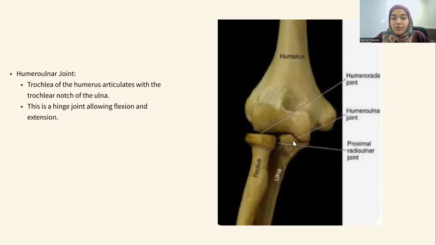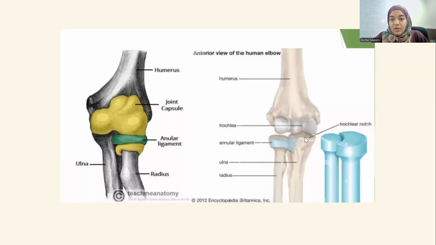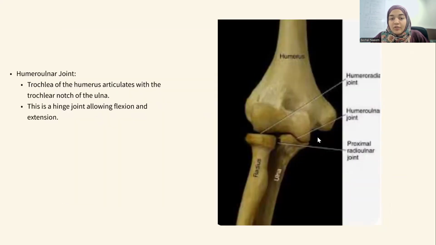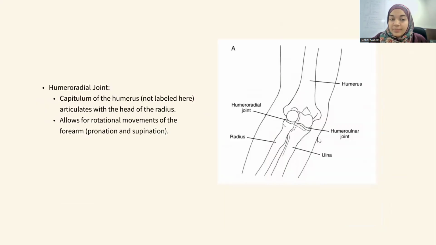So the trochlea of the humerus articulates with the trochlear notch of the ulna, as I showed you here. It's a hinge joint allowing for flexion and extension. Now, this does not mean that the elbow joint is a hinge joint. We're just saying that the humero-ulnar joint, the humerus and the ulna, together form a hinge joint that allows for flexion and extension. Moving on to the humero-radial joint.